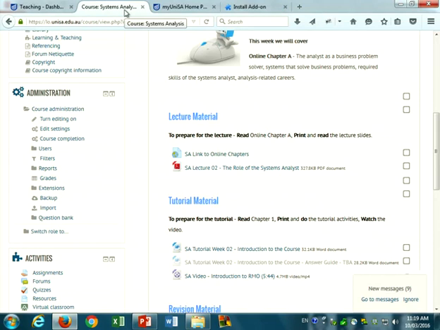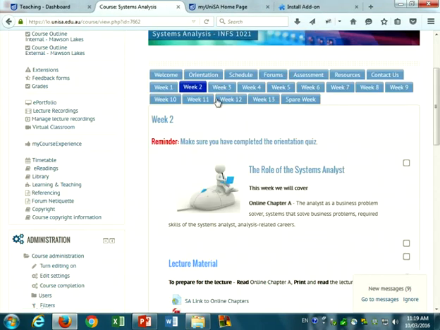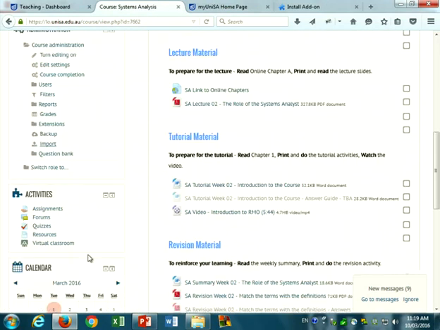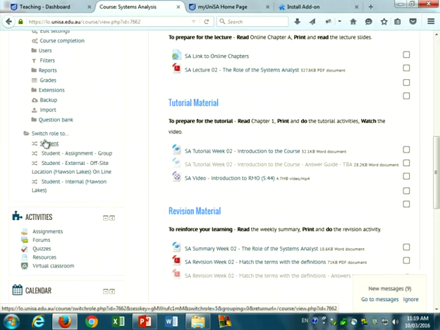For some reason, this monitor's display is not that good. I'll just switch role to student.